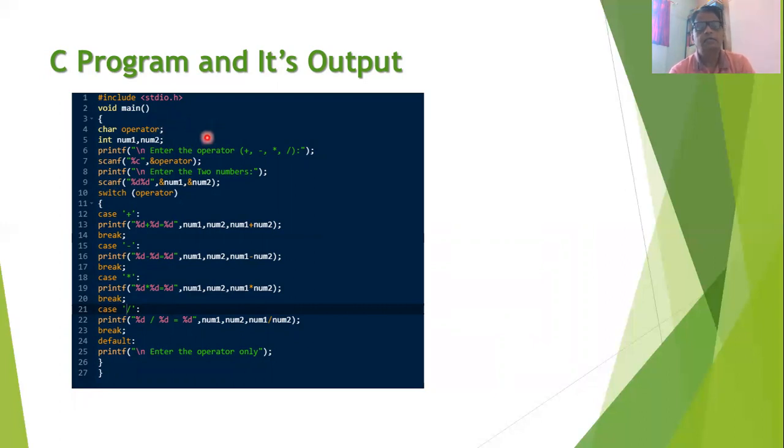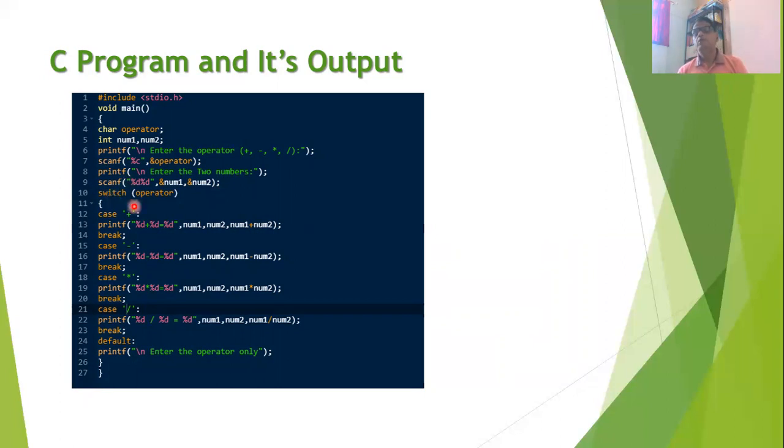Now I ask the user to enter the operator. So there are four possible operations: plus, minus, multiplication, and division. Now we are asking the user to enter any operator symbol, and we are reading it by using the scanf function. Once this operator symbol is read by the program, then we ask the user to enter the two numbers, and these two numbers again can be read by using the scanf function.